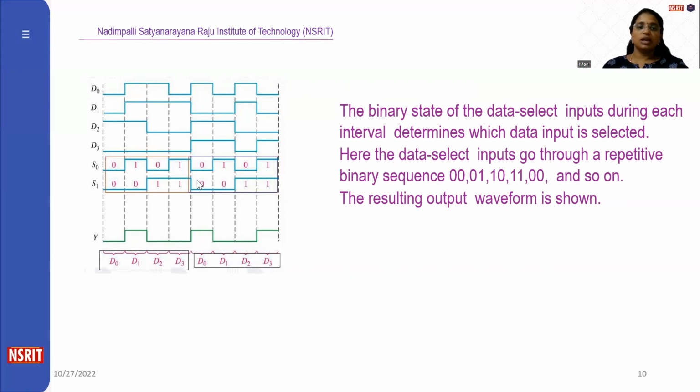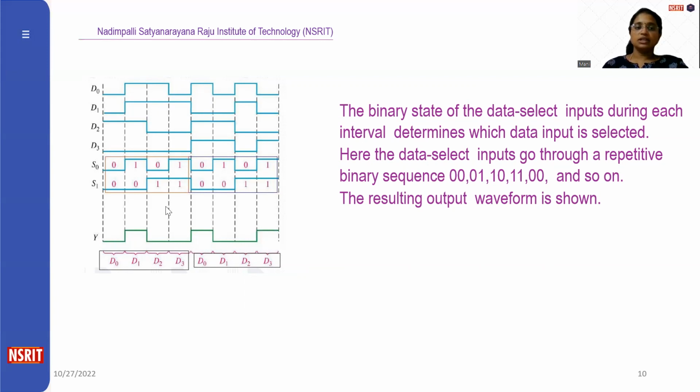So low. Again, 0, 0 means it will select D0. Here D0 is a high signal. 0, 1 will select D1. Here it is a low signal. 1, 0 will select D2, here also a low signal. 1, 1 will select D3, here a high signal.